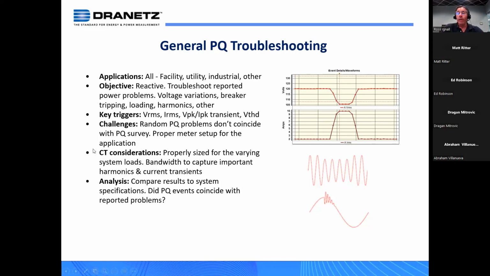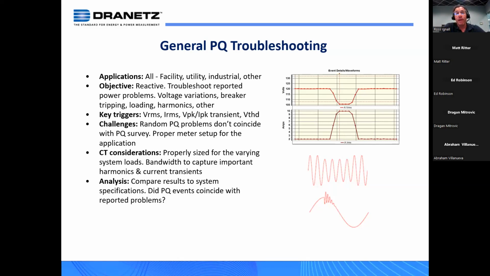So what are your CT considerations? Well, as in most applications, you need to make sure your CTs are properly sized for the varying system loads. So you have to look at your minimum current being measured, your maximum current being measured, and the typical, and make sure that your CT is within that range.